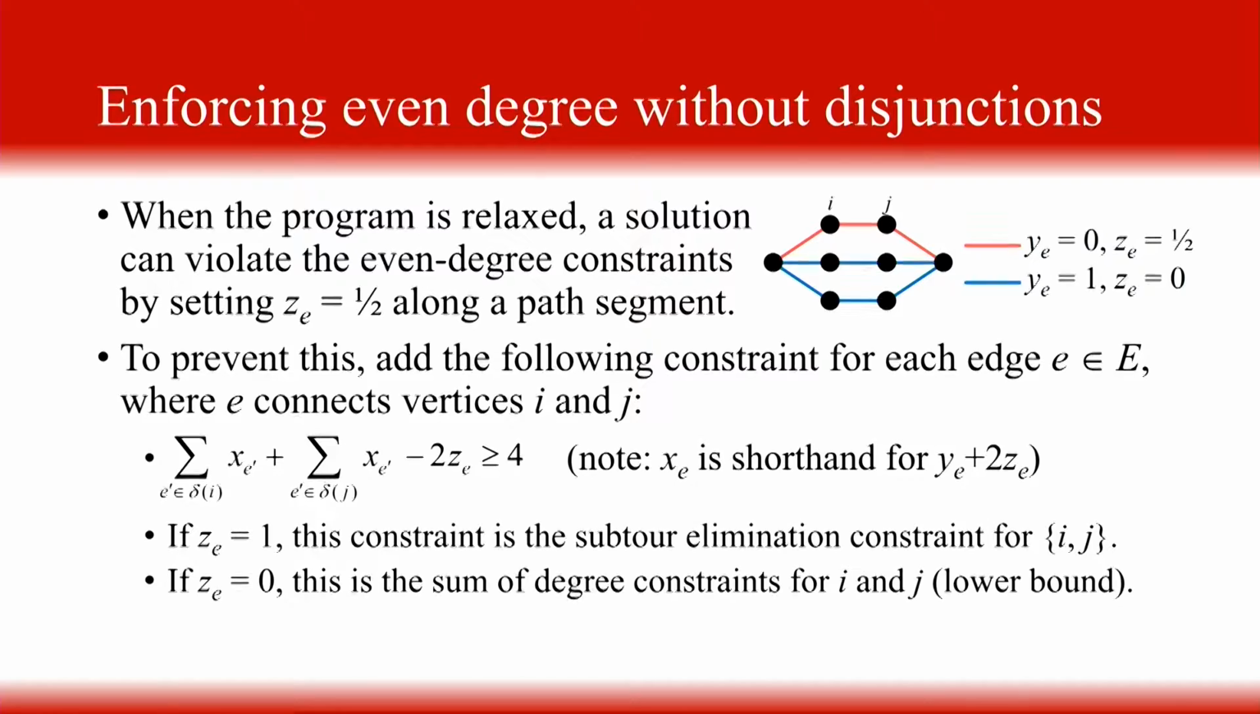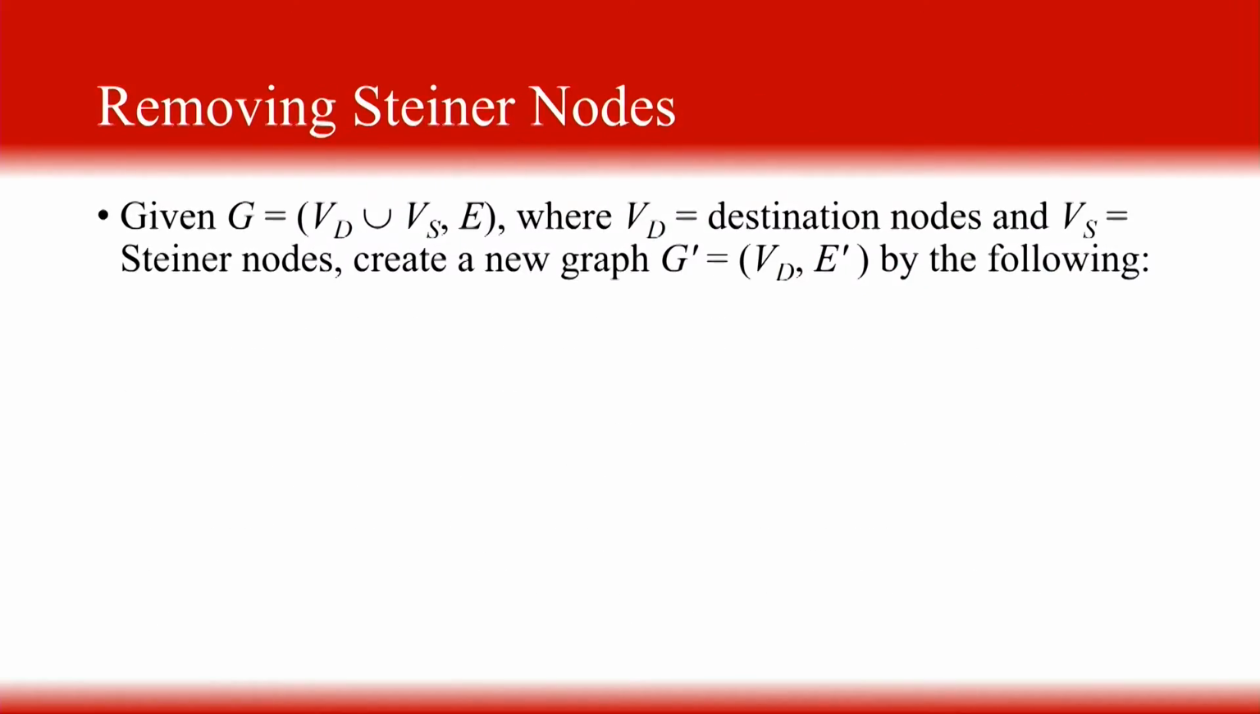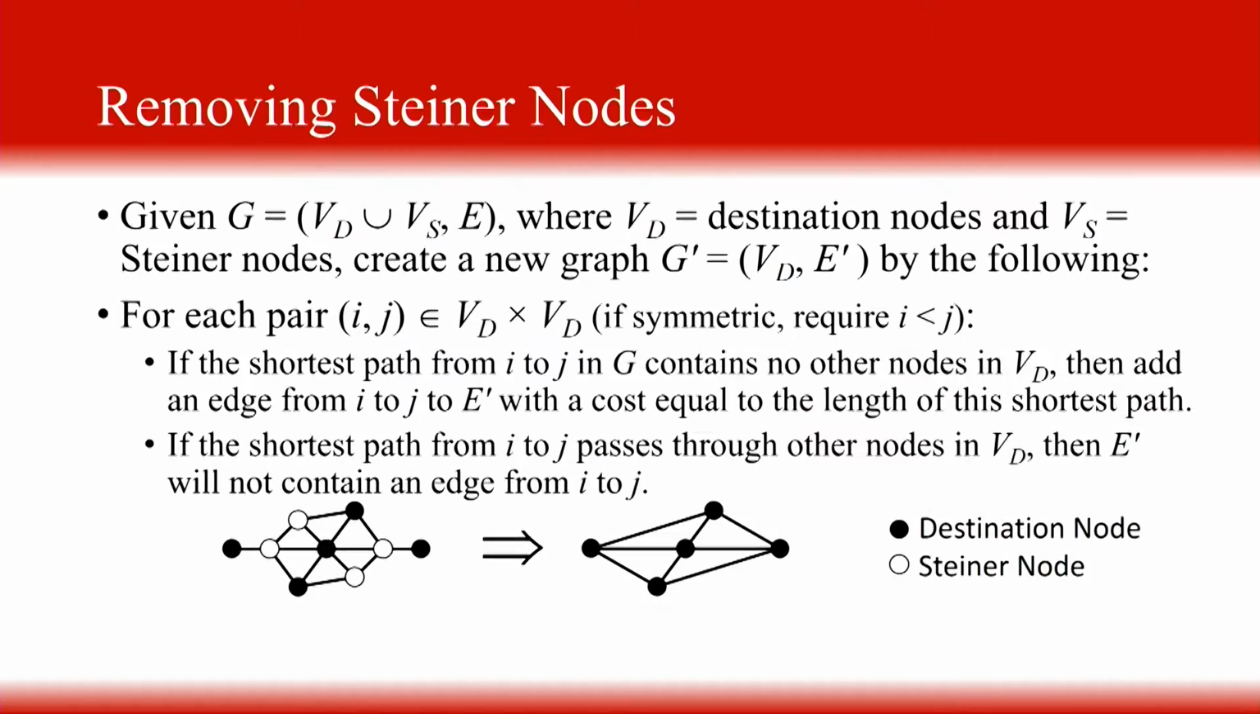And this is very useful. However, again, it only works when i and j are not Steiner nodes because the degree constraints don't assume a minimum of 2 for non-Steiner nodes. So let's get rid of the Steiner nodes. So we take our graph and we look for all the shortest path pairs, and if any shortest path pairs don't have destination nodes in the middle, we create a new edge in the graph. And this will create a Steiner-free graph representation, and in practice, this actually lowers the number of edges, not increases.